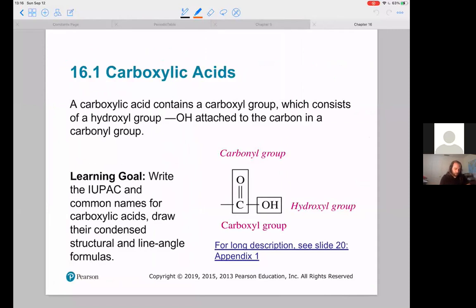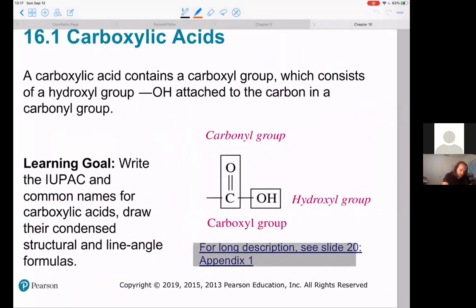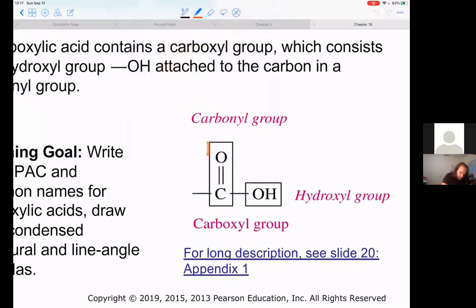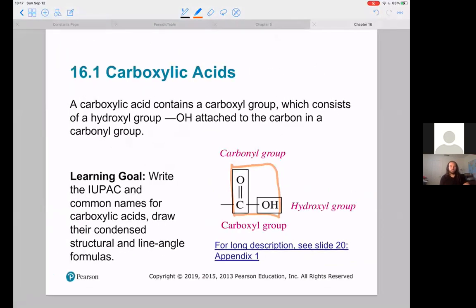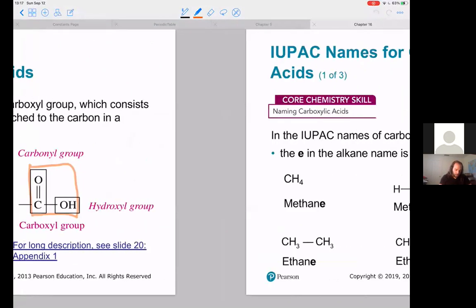Carboxylic acids are when you have a carbonyl group and then a hydroxyl group directly connected to that carbonyl carbon, right? So remember we called this bond right here a carbonyl bond, and now we have a hydroxyl or an alcohol group that's directly bound to this. So this whole chunk together is what's called a carboxylic acid group or a carboxyl group. So this is our new functional group that we're learning about here.